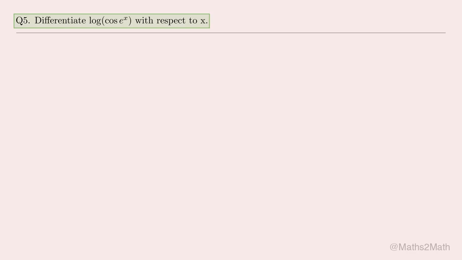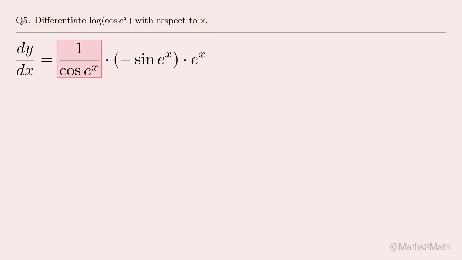Question 5. Logarithm of cosine of e to the x. Log, cosine, exponential nested in that order. Each layer contributes one factor, 1 over the inside from the log, minus sine of e to the x from the cosine, e to the x from the innermost layer. Sine over cosine is tangent.